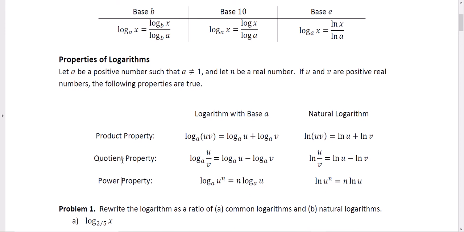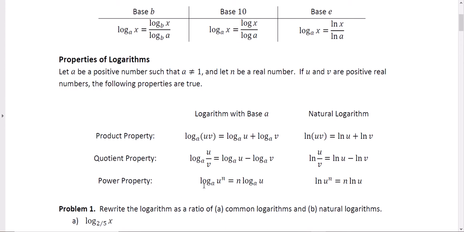The quotient property says if we're dividing two quantities, right, dividing two things with exponents, same base, you're going to subtract the exponents. All a log is an exponent. So log base a of u over v is equal to log base a of u minus log base a of v. Notice the one from the denominator has the negative. These are just exponents, so it's like saying a negative exponent moves to the denominator.